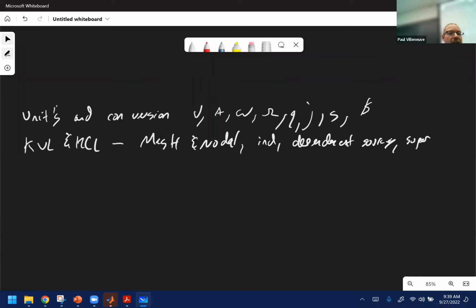Okay. You can use a voltage divider rule or current divider rule. Those are techniques, essentially using KVL and KCL to come up with voltage divider and current divider. Those aren't anything fancy other than just applying KVL and KCL and coming up with a pretty efficient way to do that. And then we talked about doing superposition.